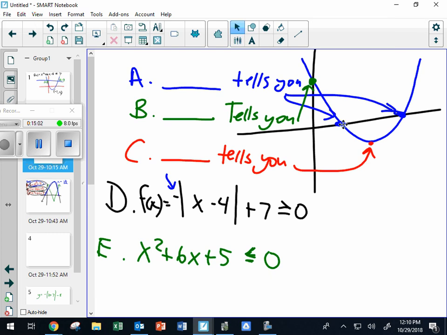Next, the red part. What would tell you this little spot down there? There's a way to find it that I've told you how to use. Don't just tell me it's the vertex. I know it's the vertex.